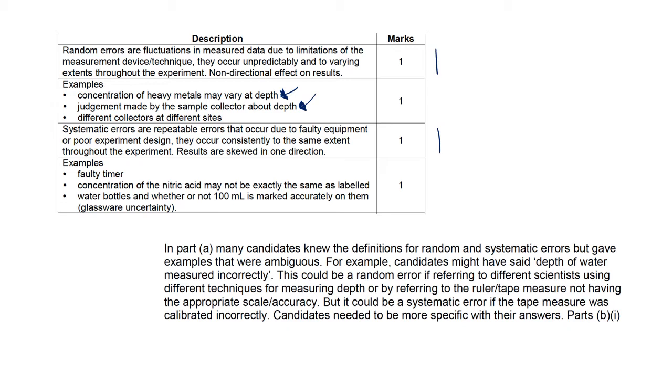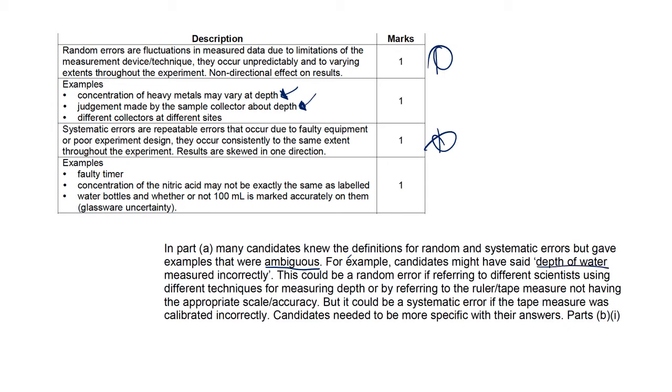Okay, so this is what the markers had to say about this particular question. In part A, many candidates knew the definitions of random and systematic error, so that's fine. That's that part and that part. But gave examples that were ambiguous. What does ambiguous mean? It means you need more detail. You might have said depth of water, right?